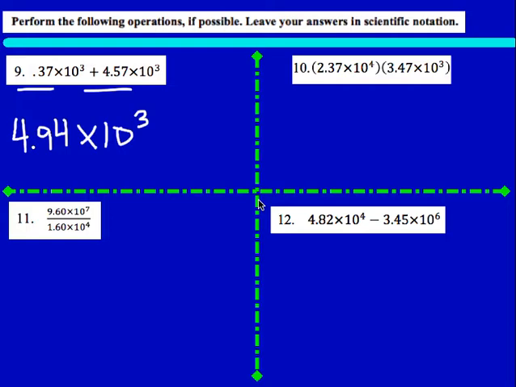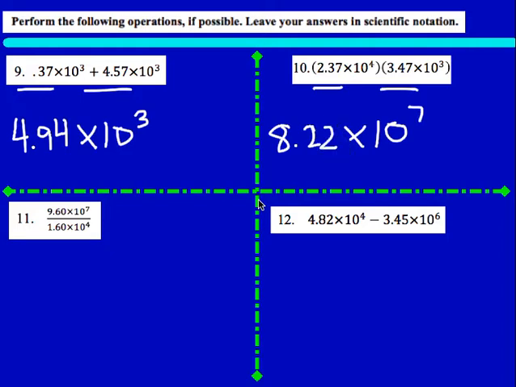Now we're looking at number 10 and we need to multiply. I'm going to start off by multiplying the coefficient numbers. So I'm going to take 2.37 times 3.47, and when I multiply those two together, I get 8.22. Then I'm going to take times 10, and now I need to add the exponents. So I have 10 to the 4th times 10 to the 3rd, which is going to give me 10 to the 7th.